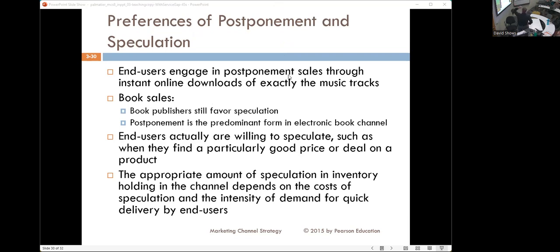So end users will engage in postponement when it depends on certain things like the exact tracks that they want, all right? Book publishers and book sales usually feature speculation.